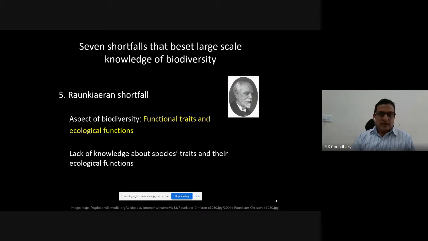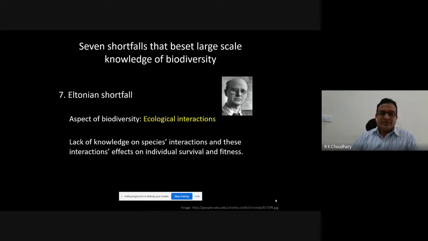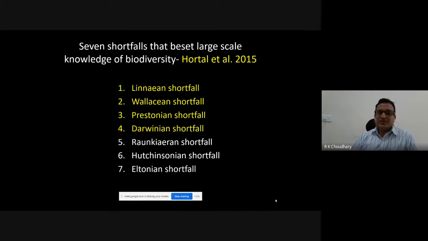Then, unless you know about functional traits and ecological functions, there is a Raunkiaeran shortfall. Unless you know about abiotic tolerances, there is a Hutchinsonian shortfall. Unless you know about ecological interactions, there is an Eltonian shortfall. Here molecular systematics helps you. If you include molecular data in your study, I'm sure you'll be able to overcome some of the shortfalls. Though they are all interrelated, molecular data will directly help you overcome these shortfalls.